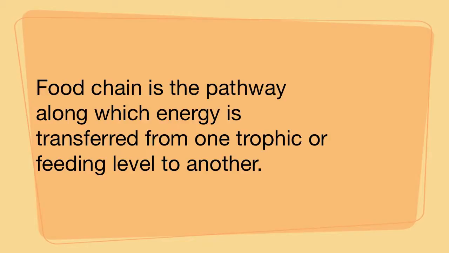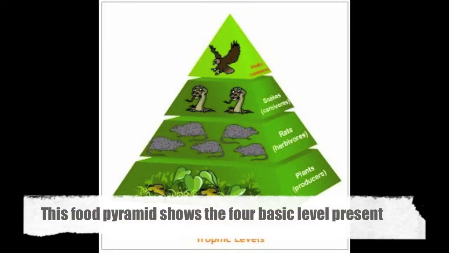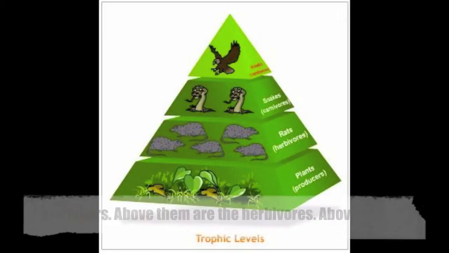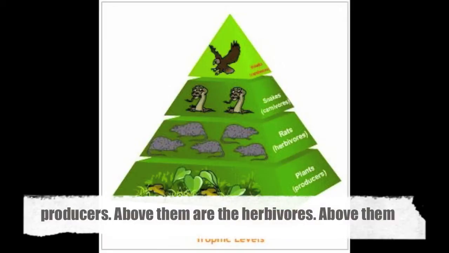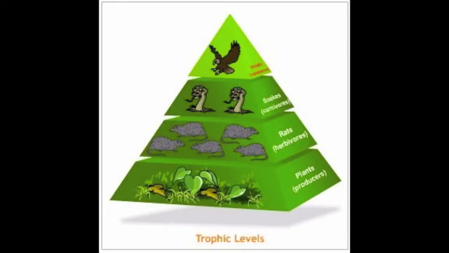A food chain is the pathway along which energy is transferred from one trophic level or feeding level to another. This pyramid shows the four basic levels present in a food chain. At the lowest level, we have the producers. Above them are the herbivores. Above them, we have two levels of carnivores, which we will discuss in more detail afterwards.